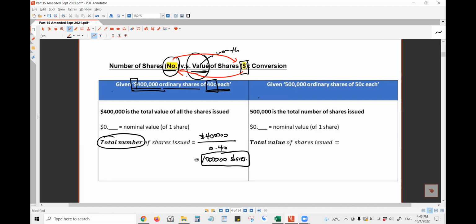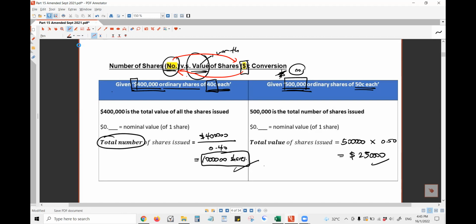The column on the right is the other way around. Given 500,000, this is number of shares because you don't see the dollar in front. There's no dollar in front, so this is number of shares. So 500,000 shares, 50 cents each, convert all of them into value. Take 500,000 shares times 50 cents, and you will get $250,000. So this is about the conversion between number of shares and value of shares. You must know how to do this. Where would you apply this? I will show you later. For now, just know how to do this.